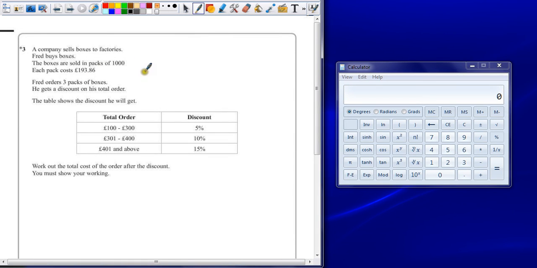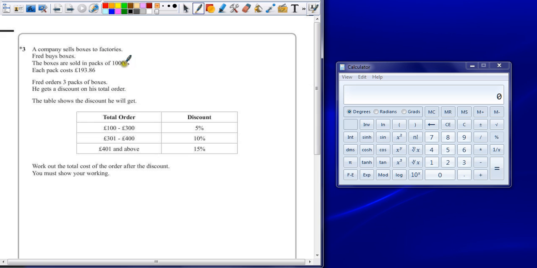Question 3. A company sells boxes to factories. Fred buys boxes. The boxes are sold in packs of 1,000. Each pack costs £193.86. Fred orders 3 packs of boxes. He gets a discount on his total order. Work out the total cost of the order after the discount.